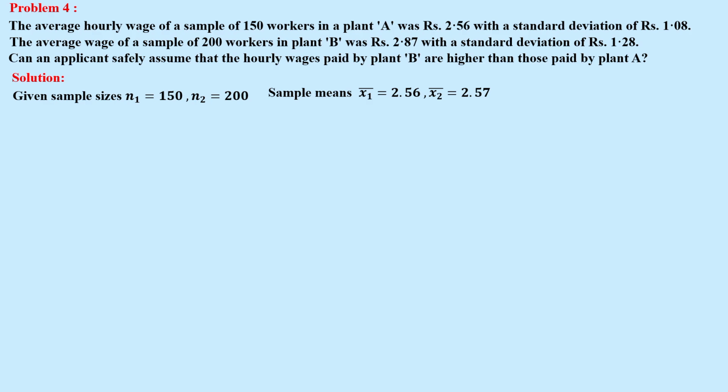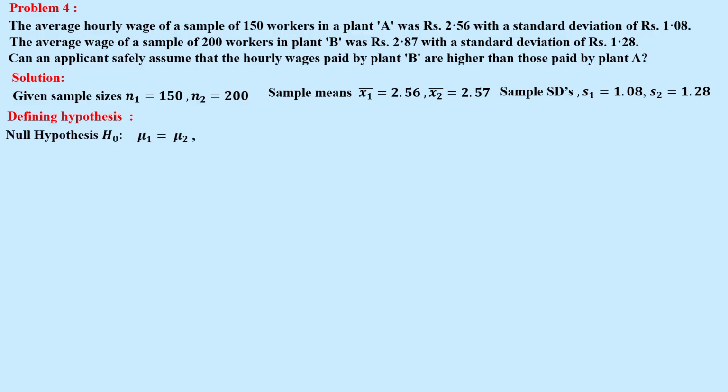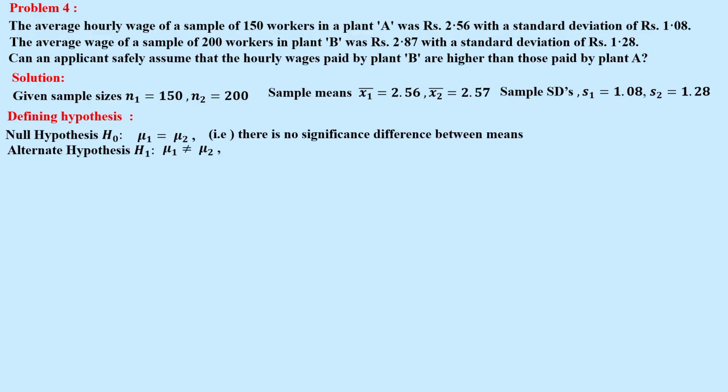So n1 is equal to 150, n2 is equal to 200. Sample means x1 bar 2.56, x2 bar 2.87, and s1 is equal to 1.08, s2 is equal to 1.28. Defining hypothesis. So there is no significant difference between both the plants, right? We are taking it like that. So H1, we are taking the two tail, mu1 not equal to mu2, right?